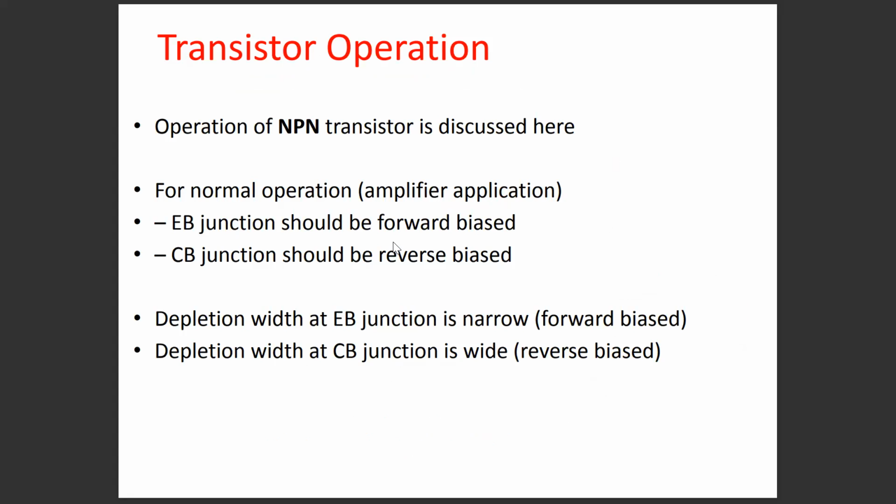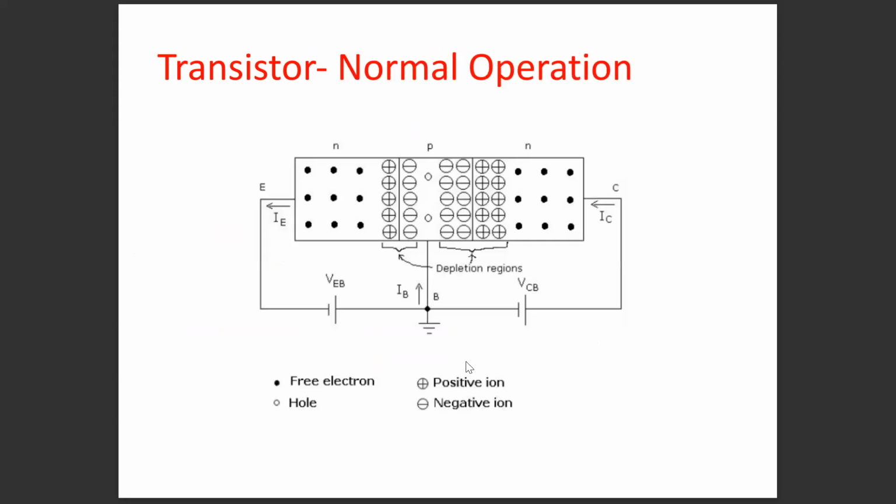Coming to the transistor operation of NPN transistors, we discuss here. For normal operation, emitter-base junction should be forward biased and collector-base junction should be reverse biased. So the depletion width at emitter-base junction is narrow and depletion width at collector-base junction is wide. Consider NPN transistor operation. Here, this VEB voltage, emitter-base voltage, forward biases the emitter-base junction, and VCB, that is the collector-base voltage, reverse biases the collector-base junction.